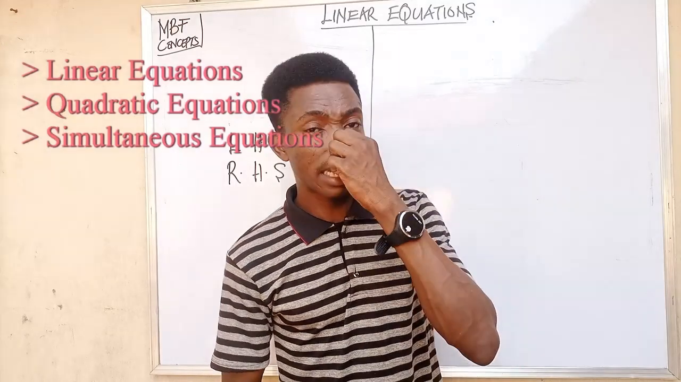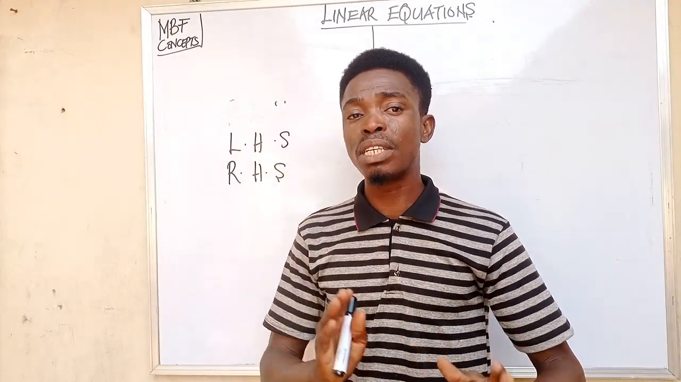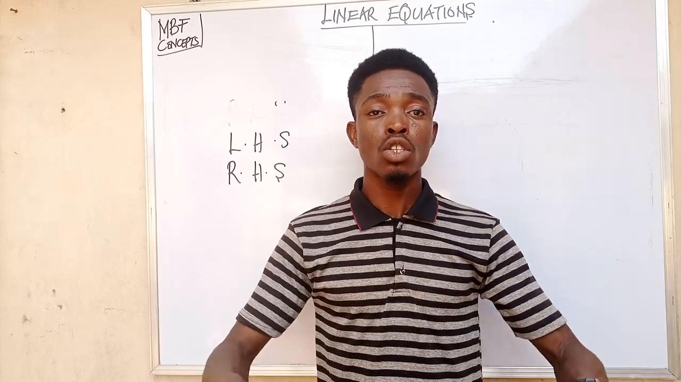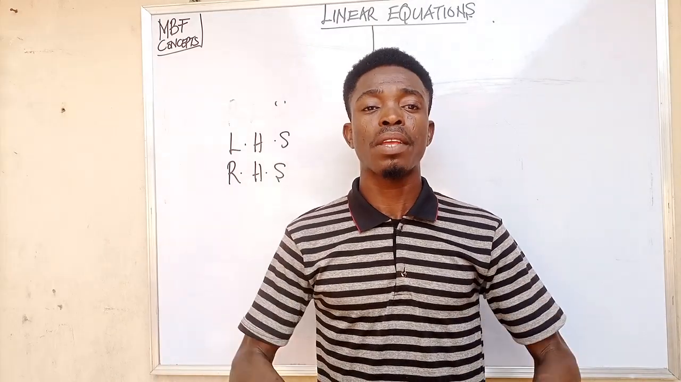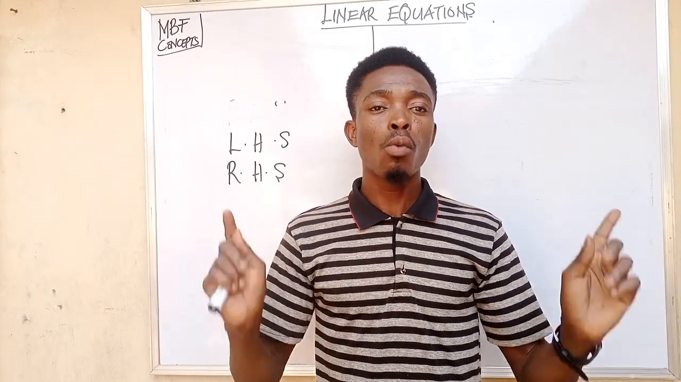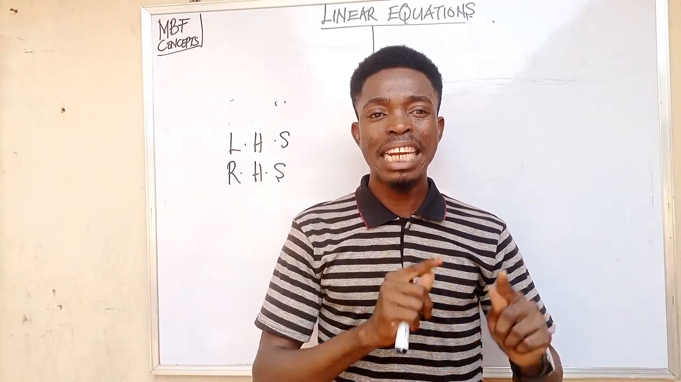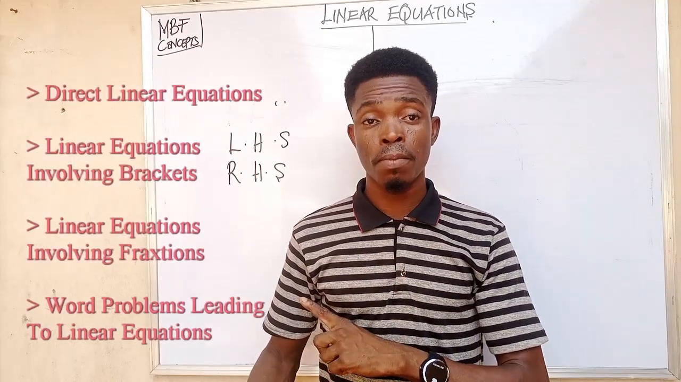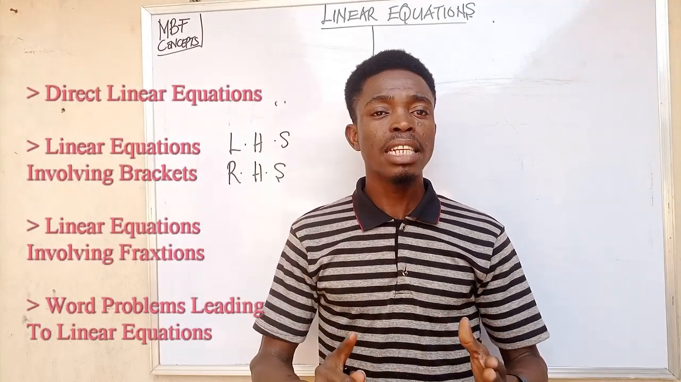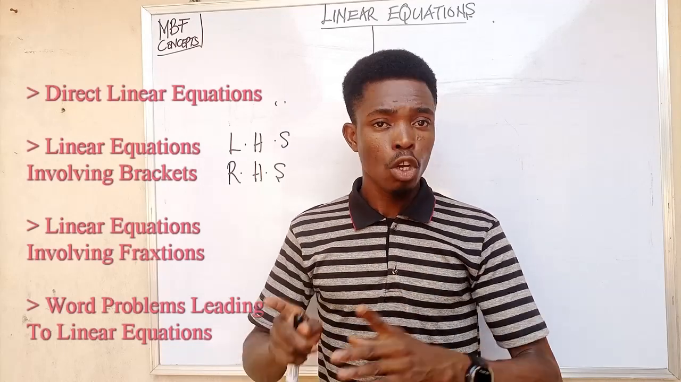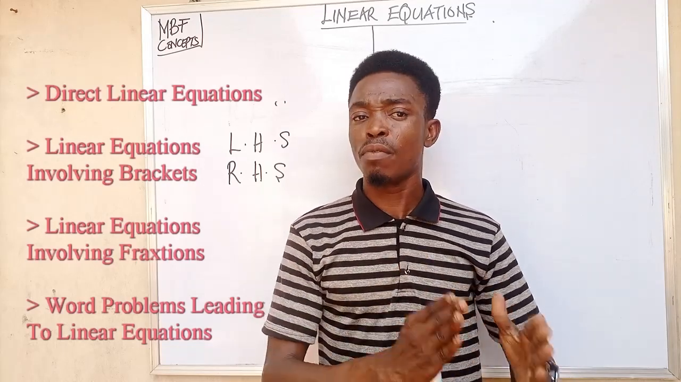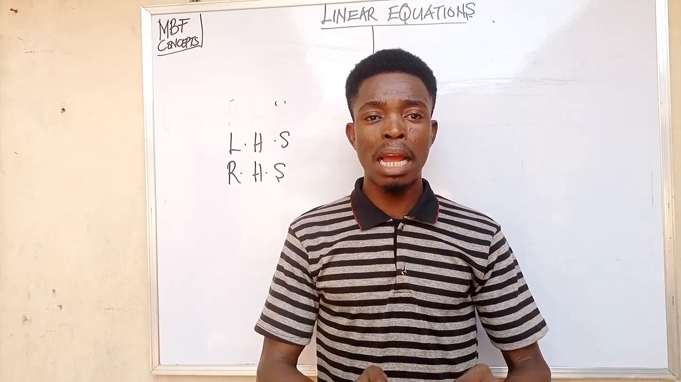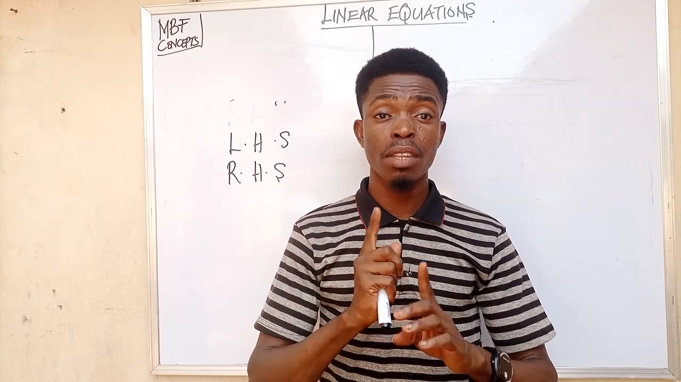Now, guys, in the course of dealing with linear equation, I'm going to quickly take you through a series of linear equation topics. Now, get it clear, we have different segments. We have different subtopics in linear equation. Now, one of it is what? Direct linear equation. Then number 2 is what? Linear equation involving brackets. Number 3 is linear equation involving fractions. Then number 4, which is the last but not the least, is what? Word problems leading to linear equation.